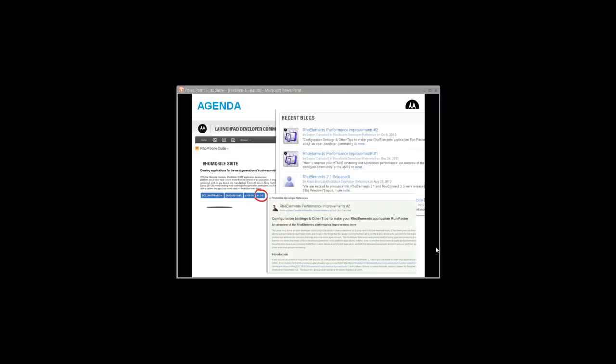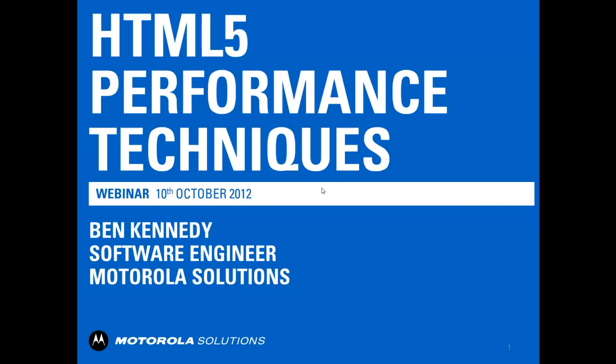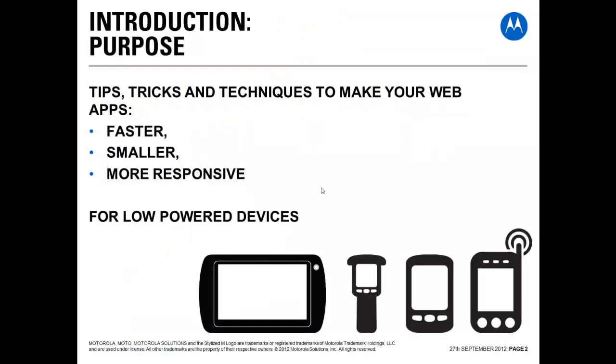Hello, everyone. As Rob said, I'm Ben Kennedy. I've been working on the RhoElements project for the last 2 years as part of the RhoMobile Suite. For the last year, I've been concentrating more on HTML5 and the technologies around it. And that's why I've chosen to do this presentation on what I've learned and researched on how to improve performance, speed, size, and tips and tricks on making your web app faster, smaller, and better.